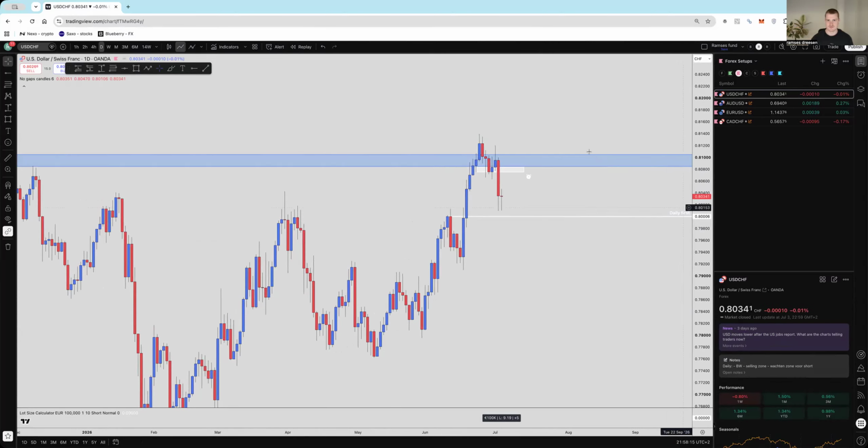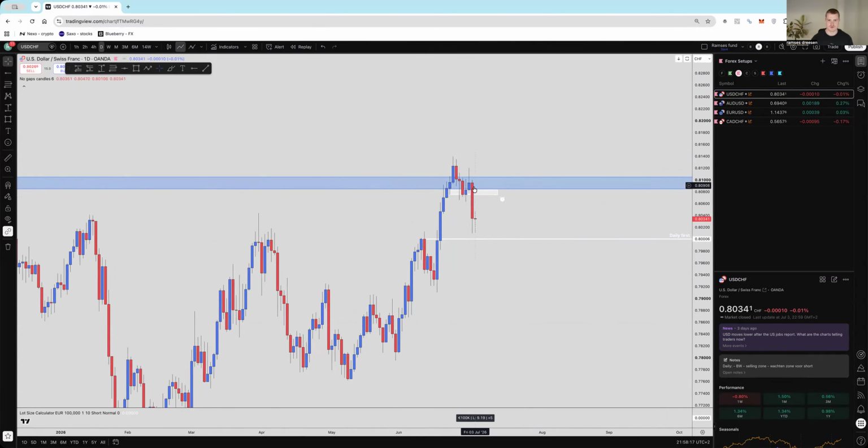Now, what can I see on the daily? On the daily, I can see a bearish W, one, two, three, but I can also see that we're still trading in a bullish M. And when I draw my fib from the high to the low, I can see that this bullish M has already been activated.